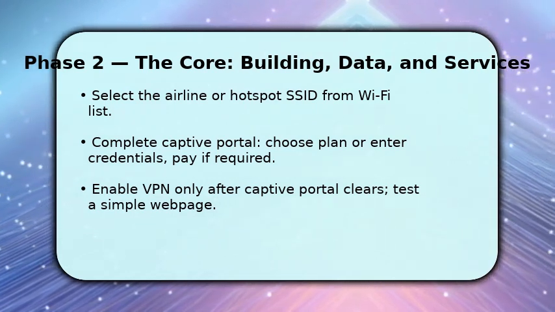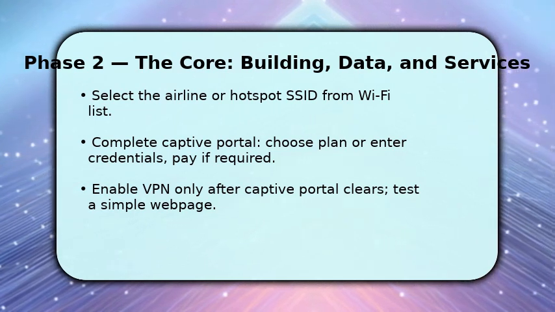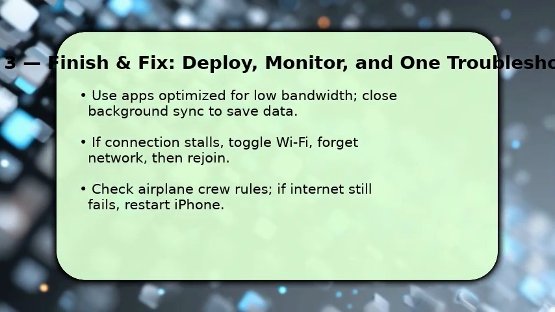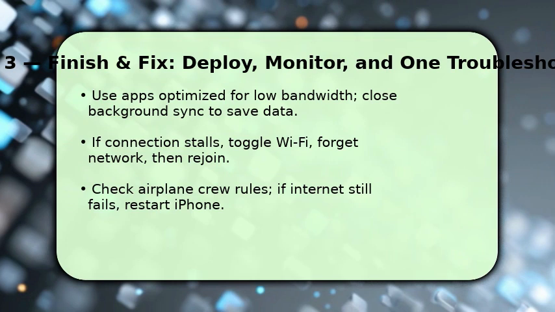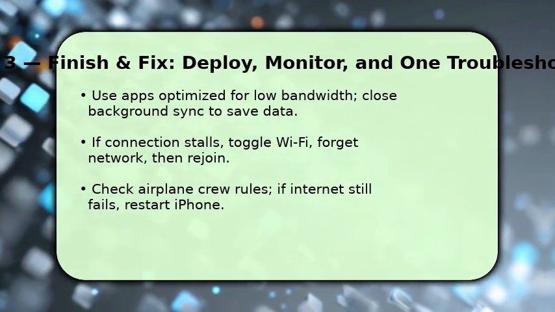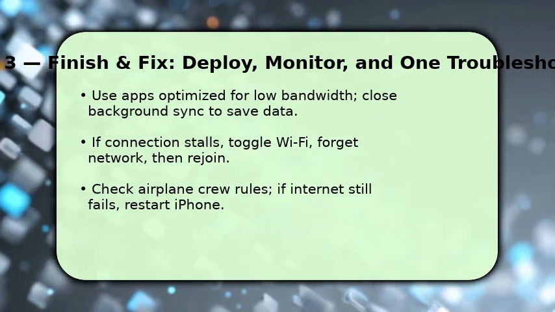After signing in, verify internet by loading a small page. If it fails, reconnect or reboot Wi-Fi. To finish, use low-bandwidth apps and disable large background syncs to stay within airline limits. Once online, keep Wi-Fi on and leave cellular off. This prevents unexpected charges and keeps radios compliant.